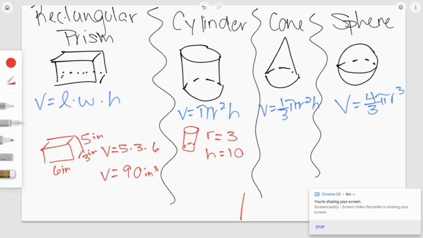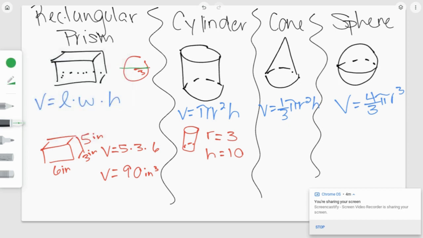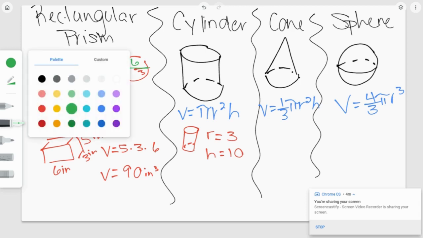Sometimes, instead of giving us the radius, they're going to tell us what the diameter is. And from last year, you should know that if your radius, let's say, is 3, that means your diameter is 2 times your radius. So your diameter would be 6. Sometimes they'll give you the diameter and ask you to find the radius, so you have to take half the diameter to get the radius, but that's on some problems. So you have to read, obviously. Okay, so for the cylinder, our formula is pi r squared h.